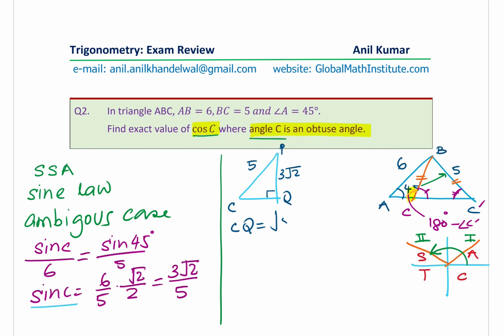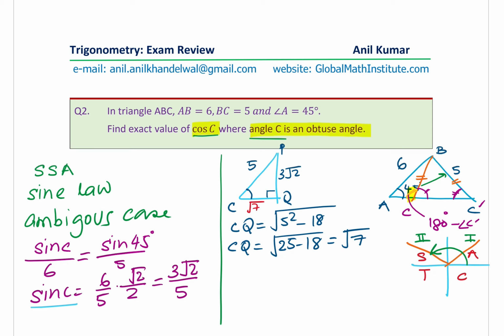CQ will be the square root of 5 squared minus the square of 3 square root 2, which is what? 3 squared is 9, 9 times 2 is 18. So CQ is basically equal to the square root of 25 minus 18, which is the square root of 7. So this side is square root of 7 for us. And therefore, we can now write down what is cosine of C, correct? So this side is square root 7.